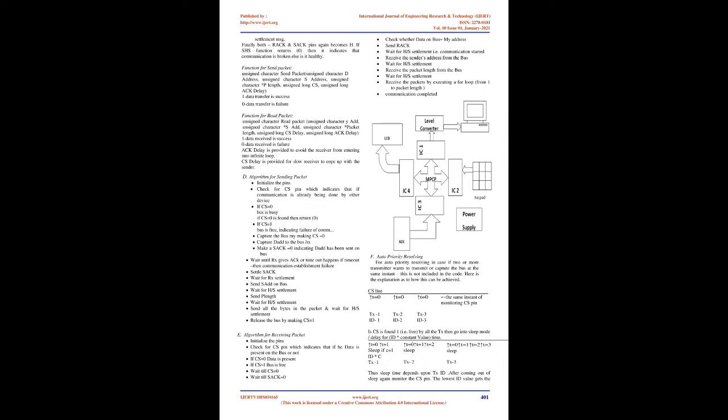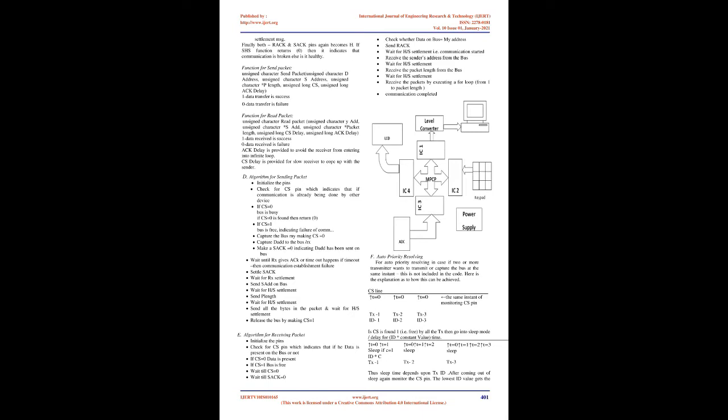Defining packet format: D_ADD, S_ADD, P_LENGTH, packet. D_ADD is the destination address. It gives the destination address of the data to be sent. It is 1 byte long. The maximum number of destinations that can be addressed is 255. S_ADD is the source address. It gives the source address of the data to be sent. It is 1 byte long.